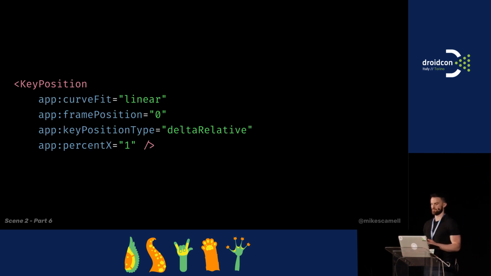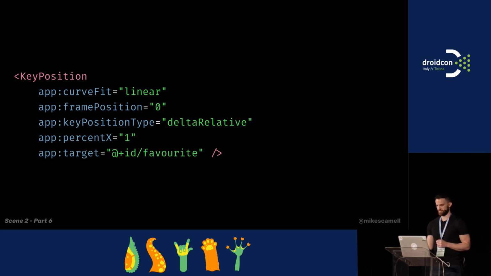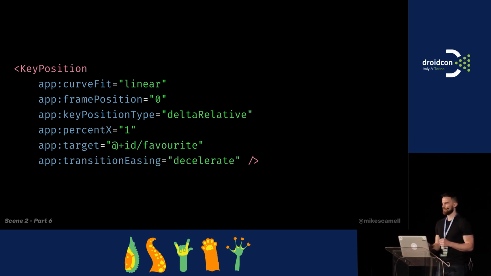Okay, back to our key position. Our target is the favorite button. And we're applying transition easing. We're using a decelerate interpolator provided to us by MotionLayout, so the buttons slow down towards the end. Other provided interpolators are linear and accelerate. So now all we have to do is just repeat this for the bookmark and red buttons, and we're done.